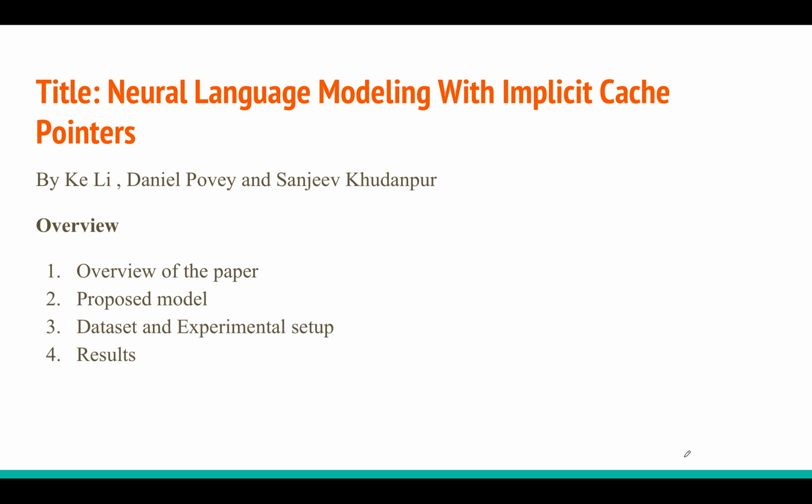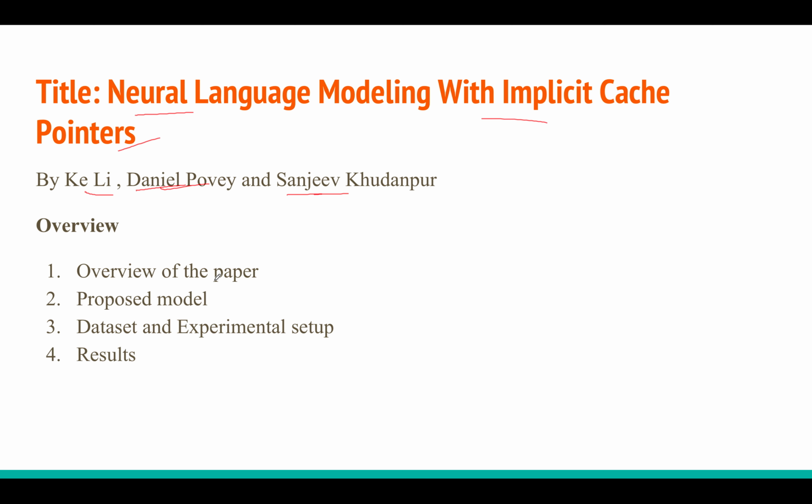Today I am going to explain a new paper called Neural Language Modeling with Implicit Cache Pointers. This paper is by Lee, Daniel Povey and Sanjeev Khudanpur, and this paper is in collaboration between JHU CLSP Lab and Xiaomi Research. And many people may be knowing about Daniel Povey and Sanjeev Khudanpur if you are using Kaldi.